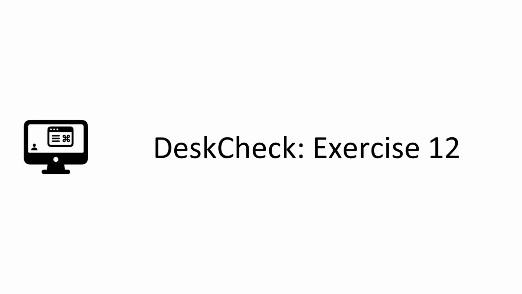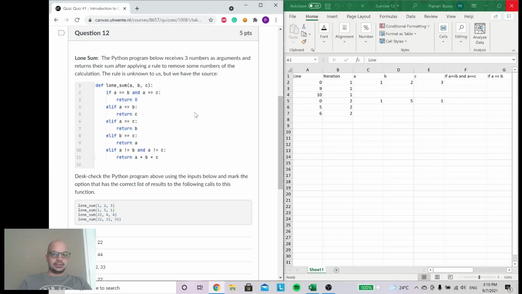Hi everybody, it's me again, and now I'm going to present you exercise 12 from the Python quiz that is on Canvas. So let's begin. This is the exercise, and again, like the previous time, I have prepared a small Excel sheet on which I can perform the desk check. So let's read the exercise.